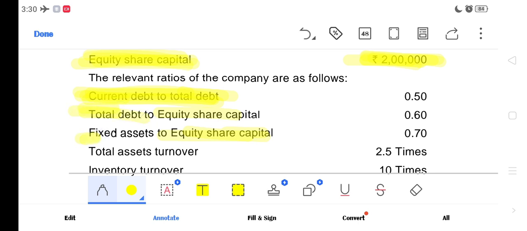You better take the second one, because if you solve this second one, you will get total debt, and if you put this total debt in the first ratio, you will get the current debt. Okay, so better to take this second one. So total debt to equity share capital, which is 0.60, and you are going to get the total debt, and you are going to substitute this total debt in the first one, which is 0.5 they have given, no. Now you'll get the current debt. Likewise you have to do it.